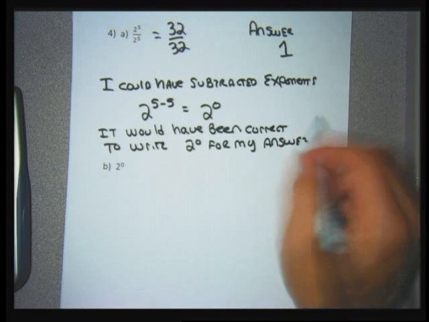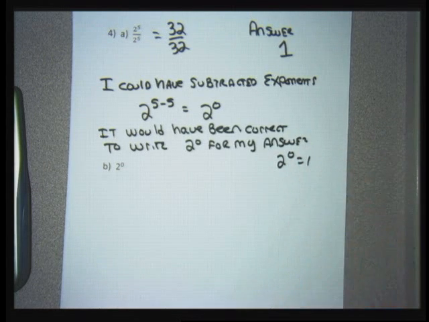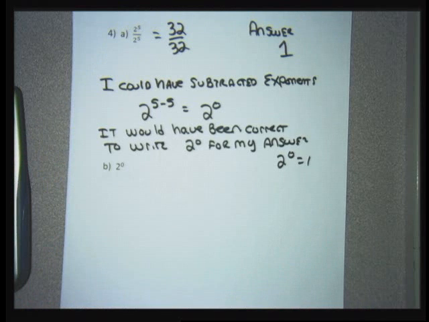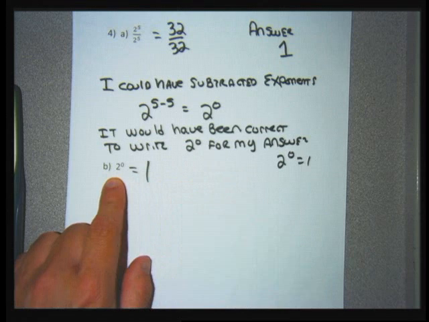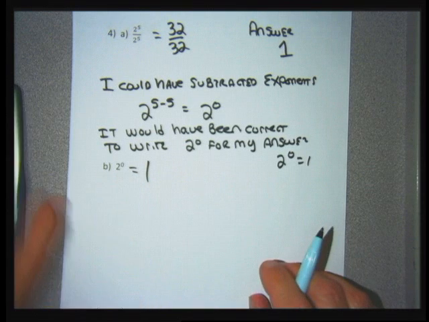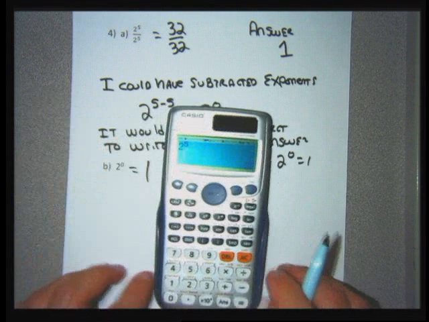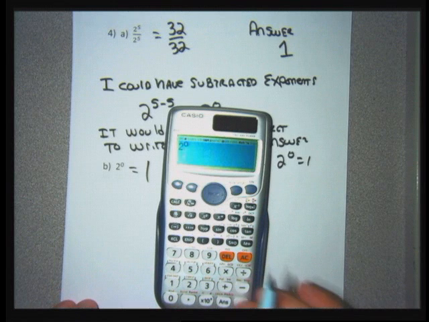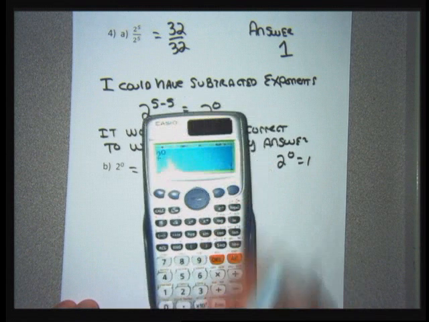Which means that 2 to the 0 must equal 1, because solving the same problem using different methods, the solutions you get have to be equal to each other. And that's why this 2 to the 0 power is just 1. This I could have done on my calculator as well. If I just did 2 exponent 0, my calculator will tell me that that equals 1.